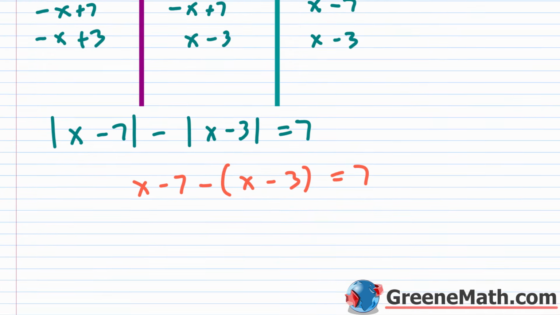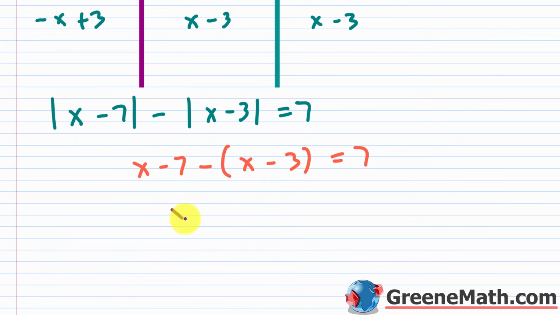So it's not going to work. But let's just go through it for completeness. This is x minus 7, and then minus x, and then plus 3. This equals 7. Again, this and this, that's going to cancel, right? x minus x is 0. Negative 7 plus 3, that's going to be negative 4.